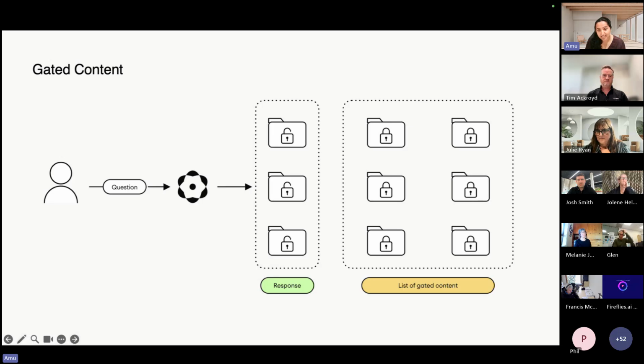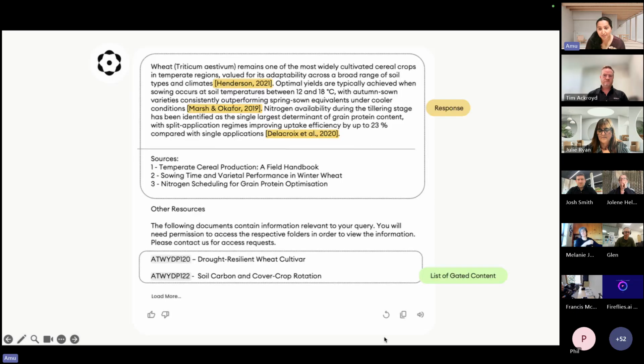Now, this tells the scientist research has been done on this, but you can't yet see it. Without it, they may assume nothing exists and go to repeat work that's already been done. And this isn't just a BSI problem. We hear it again and again from research organizations. Duplication of research is a real problem. The response is laid out like this: the response at the top and the sources following, and at the bottom are the other resources, which are relevant to the user's query, but they don't have access to these materials.